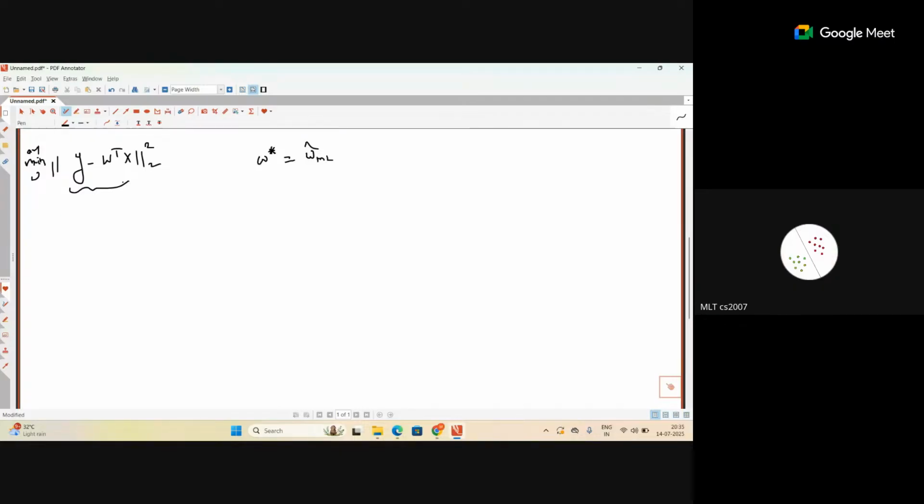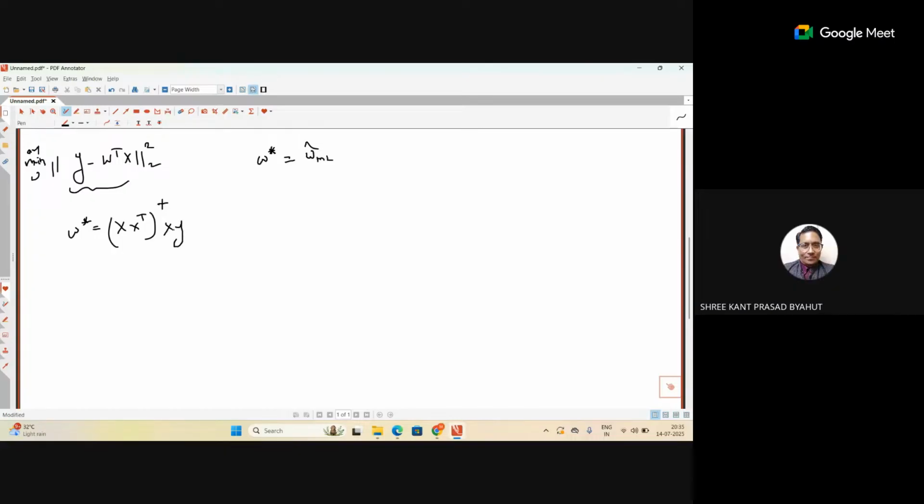And we have found out the solution for this. And what was that solution? The solution was X X transpose pseudo inverse. So pseudo inverse we use here also, right? Okay, fine. Pseudo inverse and inverse is fine.